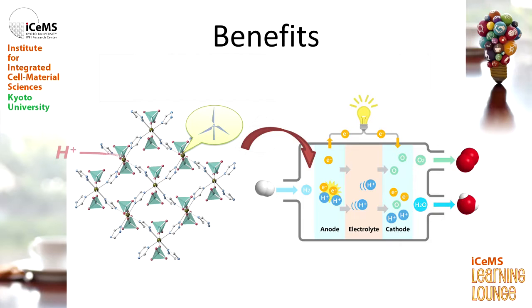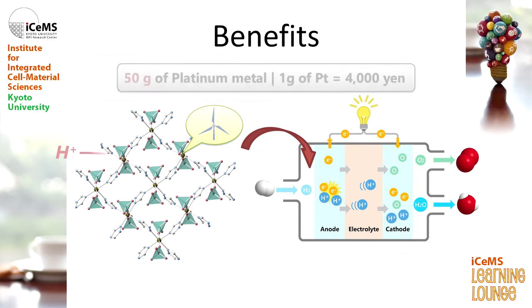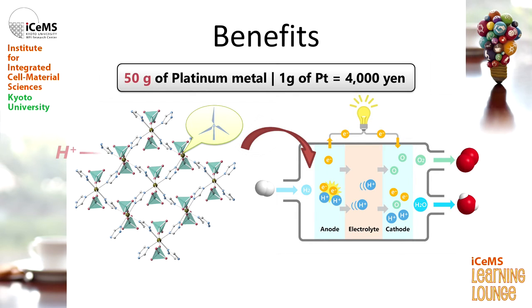And actually, this kind of material can be applied very nicely to the next generation fuel cell, in the middle part of the device. We have very different types of benefits if we can have a very nice material. One of the benefits is that in the conventional fuel cell launched in 2014 by a company in Japan, one single vehicle uses about 50 grams of platinum metal as a catalyst, which is very, very expensive. I would say 1 gram is about 4,000 Japanese yen.